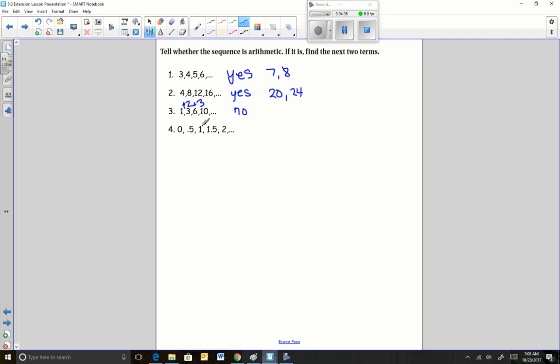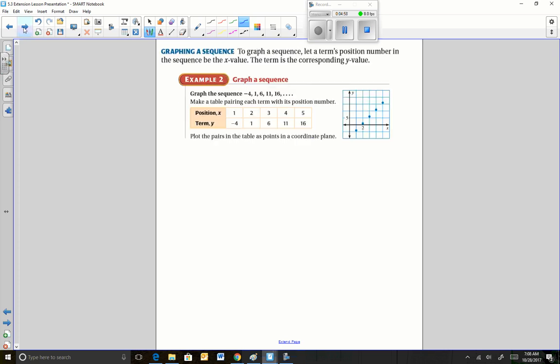Now number 4: 0 plus 0.5 gets me a half. Take a half and add a half, you get 1. Add a half, you get 1.5. Add a half, you get 2. So it seems to me that we're adding a half each time. So we say yes, that's arithmetic. And 2 plus a half would be 2.5. And then 2.5 plus a half would be 3. So there's our next two terms in the sequence. All right, let's take a look at another question.